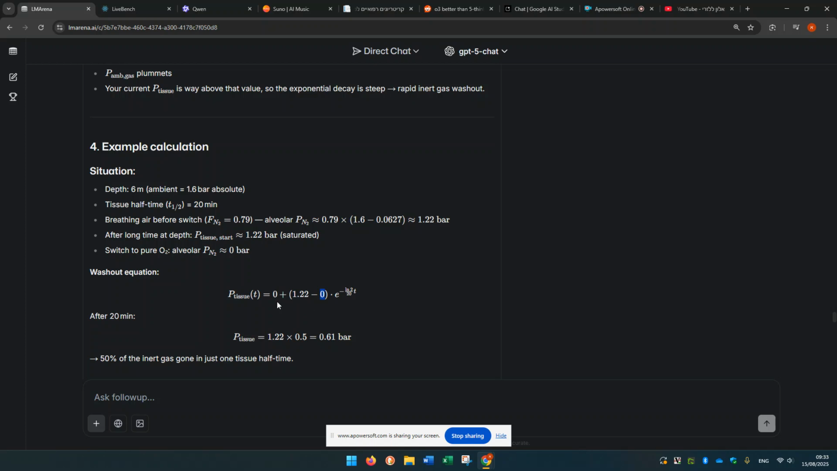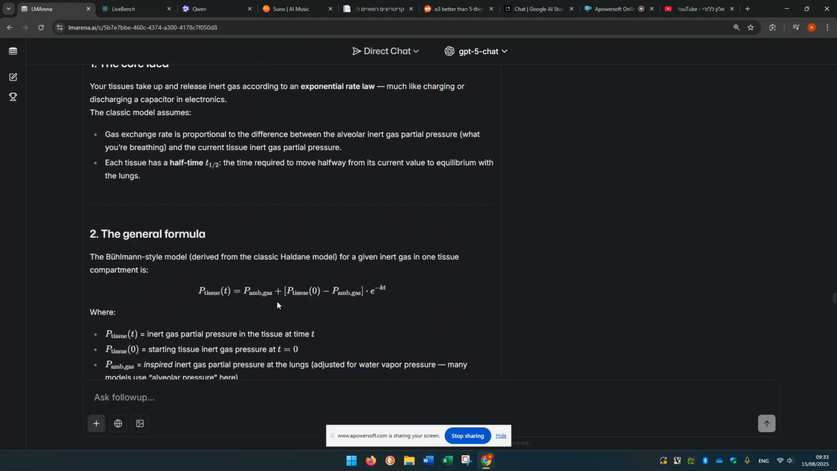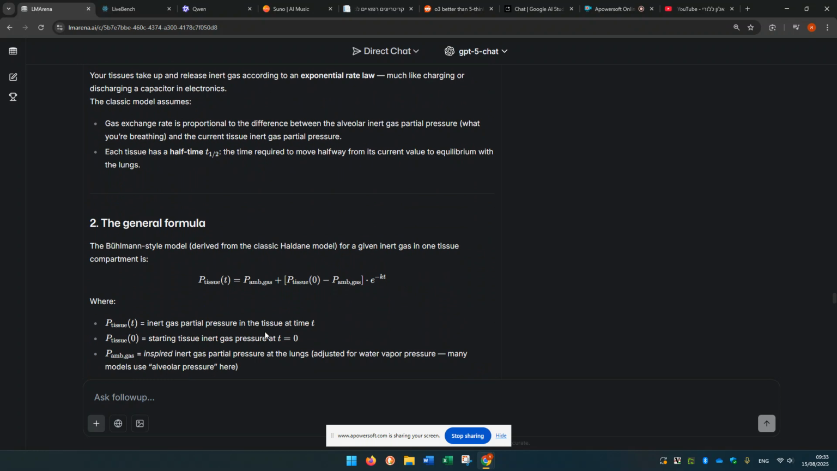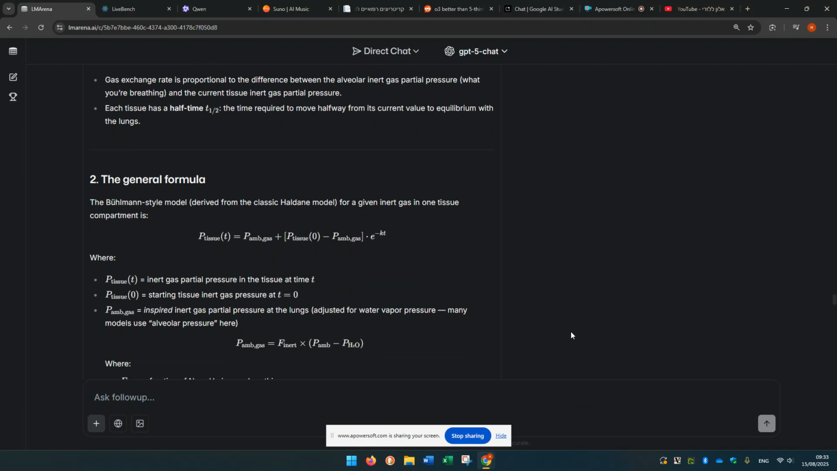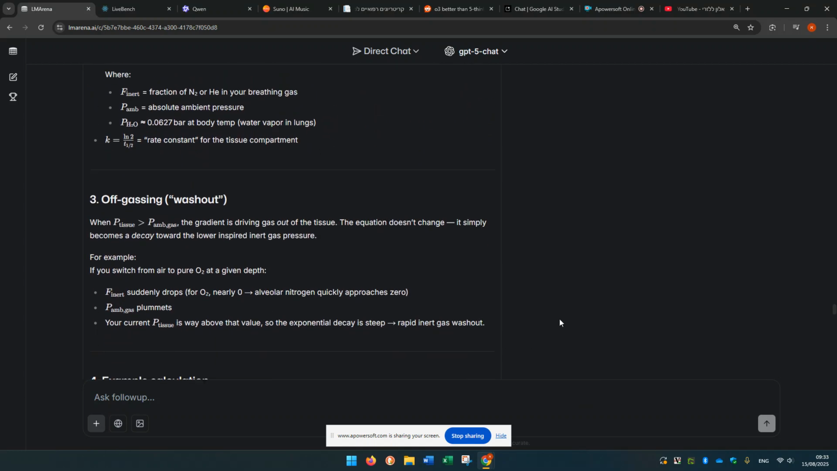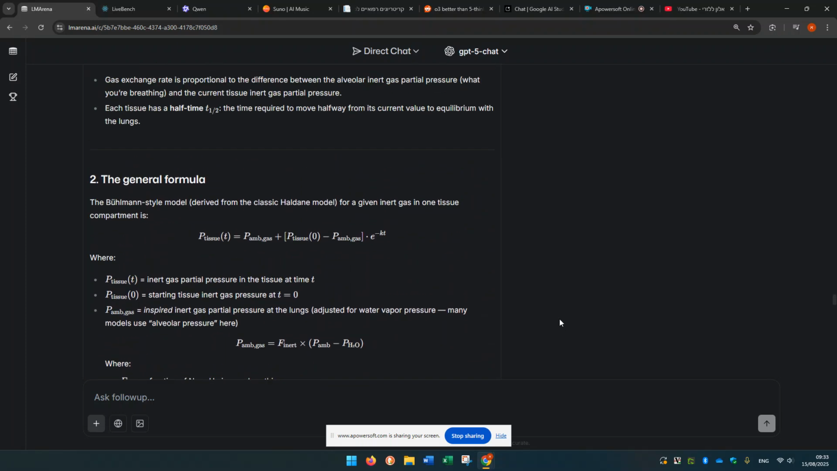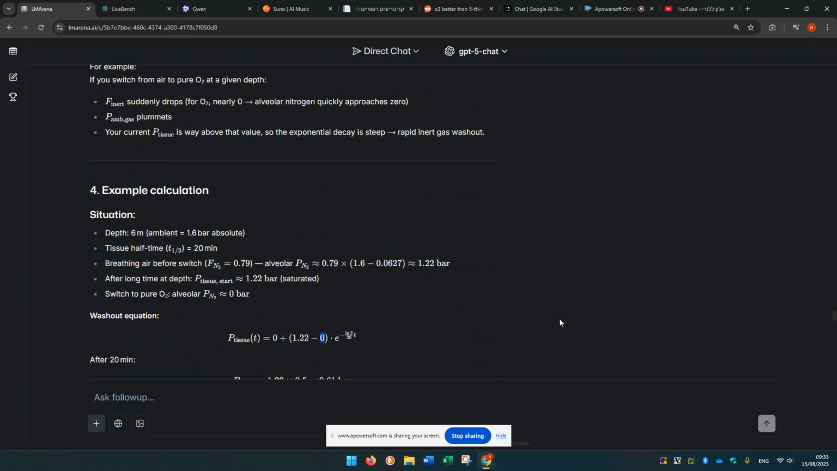And that's it. This was about the onloading, and in this case I used it for offloading gas, the Bühlmann-style model from the Haldane model for the change of partial pressure of gas in the tissue. Of course, we're talking about nitrogen and helium because they are the gases that are most relevant. They are inert gases, so they are relevant for decompression sickness. Okay, thank you very much.